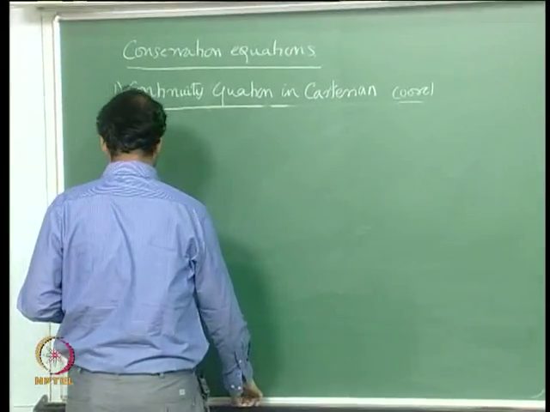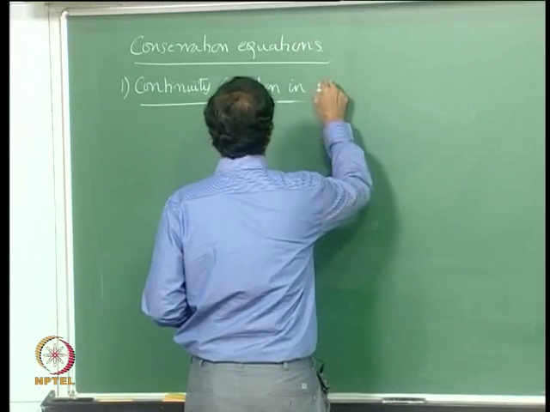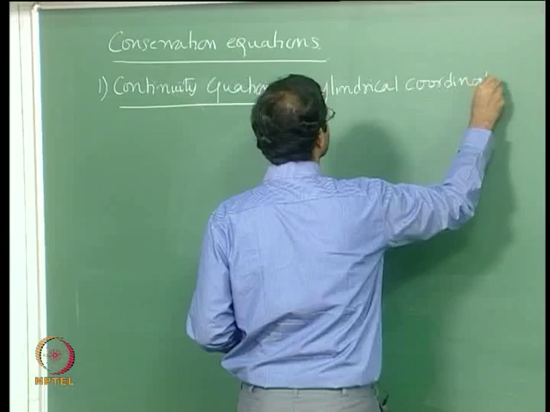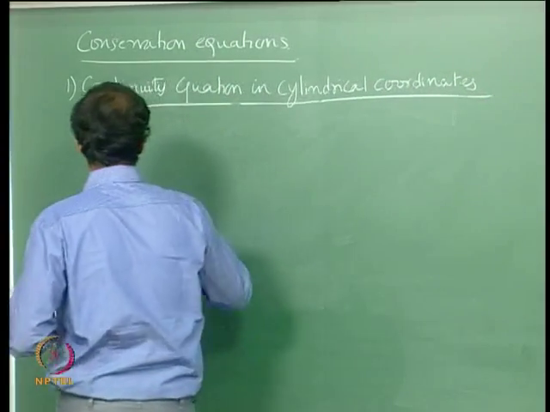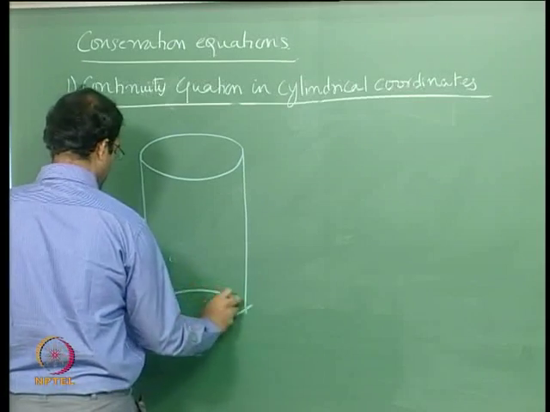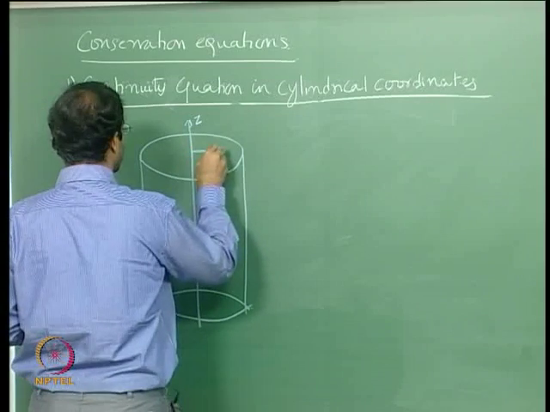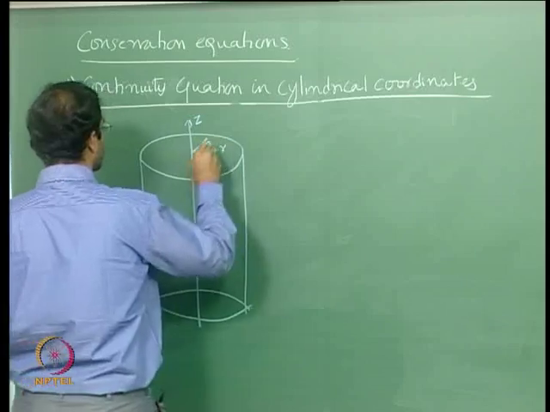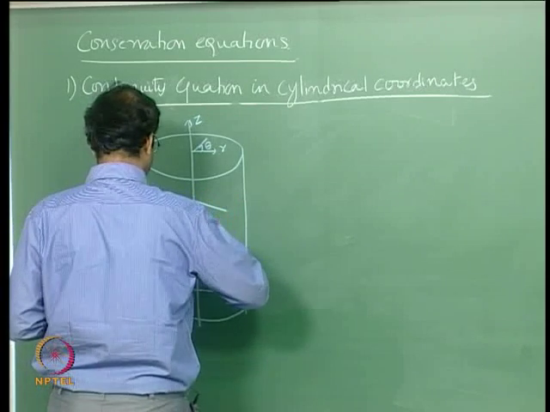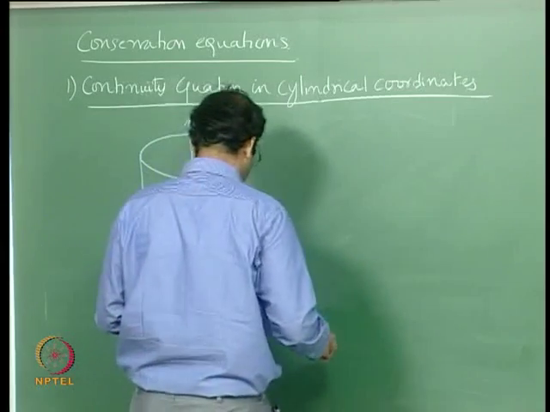So let us define the control volume for the cylindrical coordinates. In this case we will take a fluid volume which is in the form of a cylinder, and this is your axial direction z, you can have radial direction r, and of course variation in theta direction. So this is your cylindrical coordinate system. Let us chop off a particular control volume like this, and we will look at that control volume in detail.